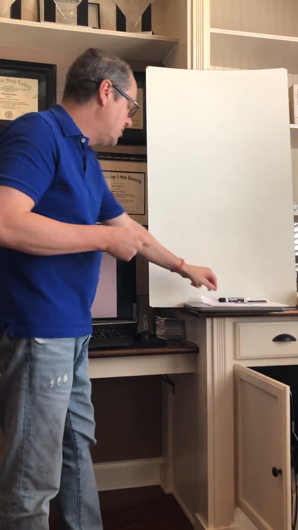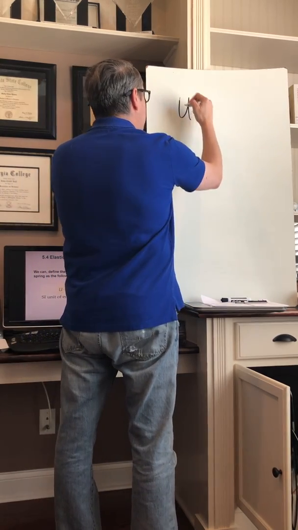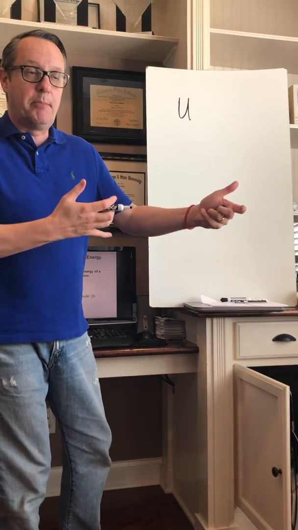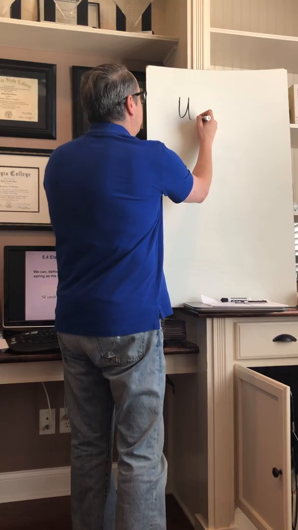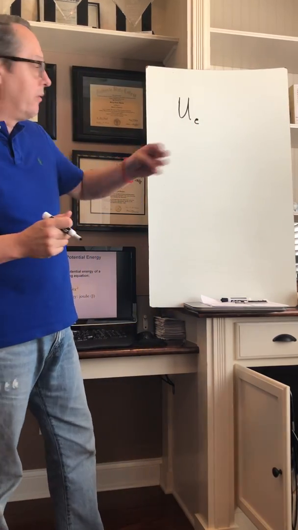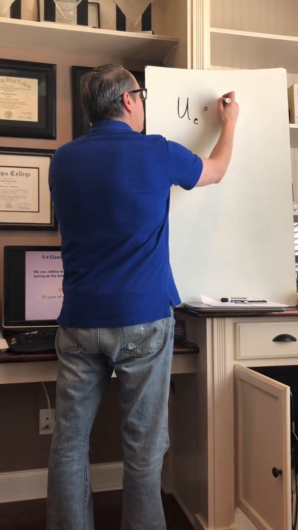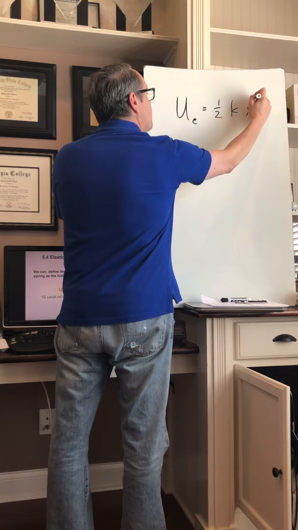The formula for elastic potential energy is this. The abbreviation for potential energy is a U. P is reserved for power, so P doesn't work for potential energy. So I like to call it U with a little E subscript that refers to elastic potential energy. So the formula is 1/2 kx squared.